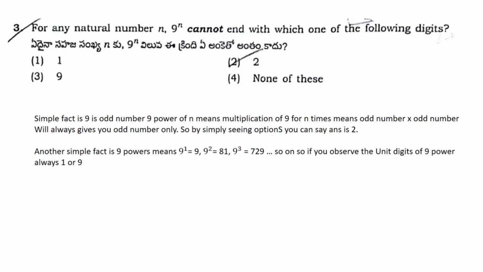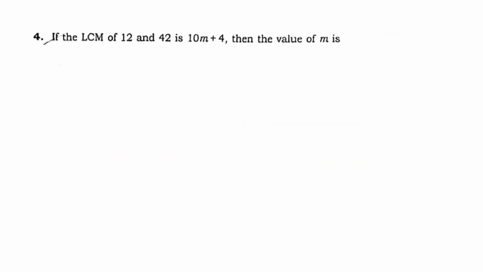Another simple fact is that 9 power 1 equals 9, 9 square is 81, 9 cube is 729. So if you see any power of 9, it will end with unit digit 1 or 9 only. By these two simple facts, you can get the answer directly by seeing the question.